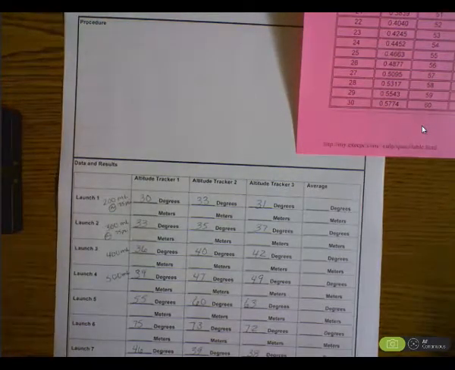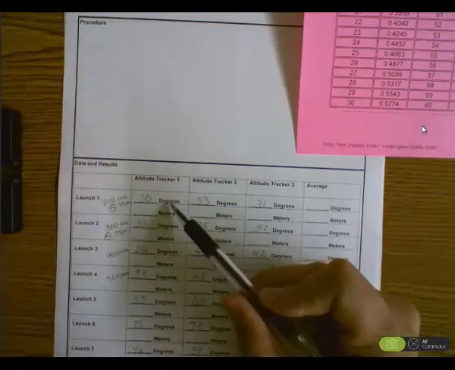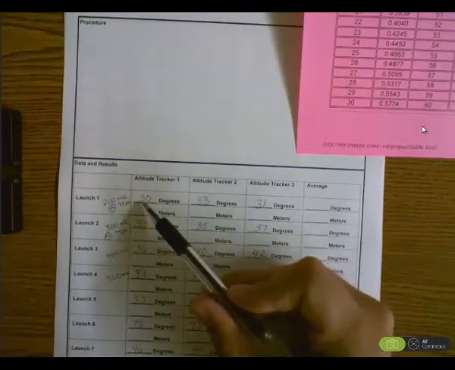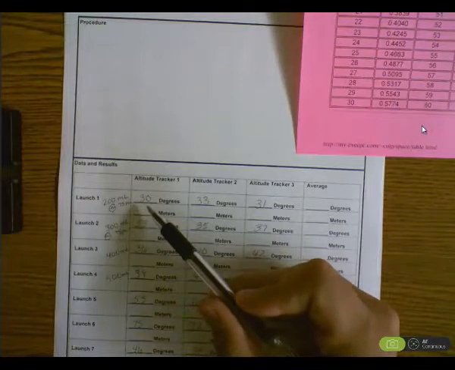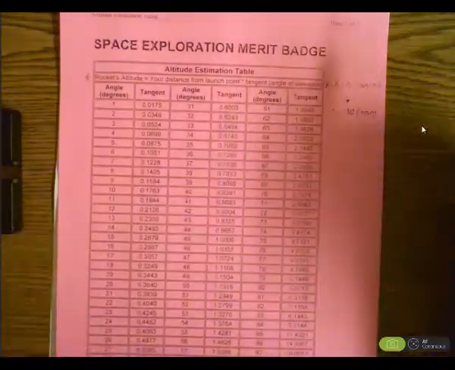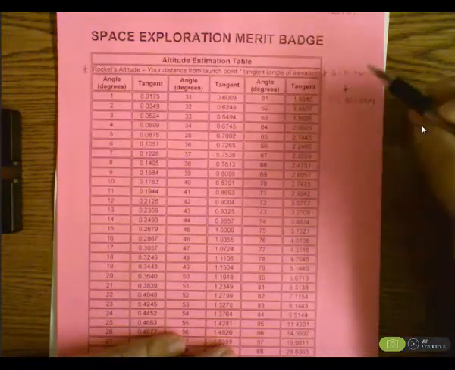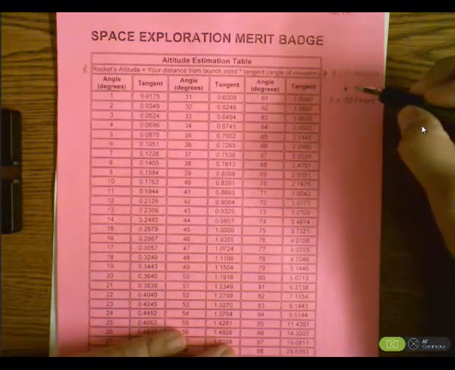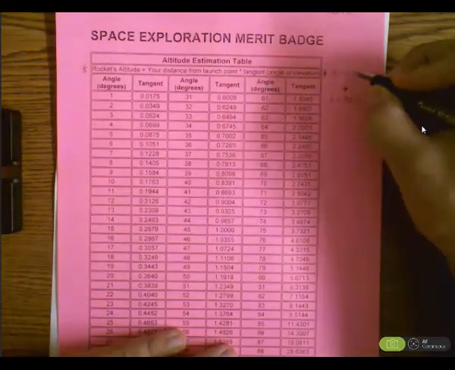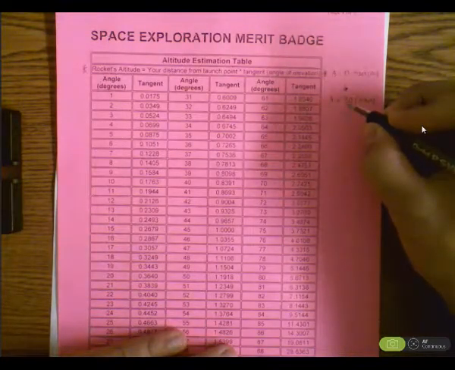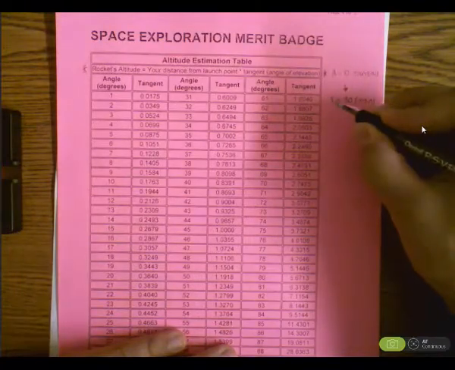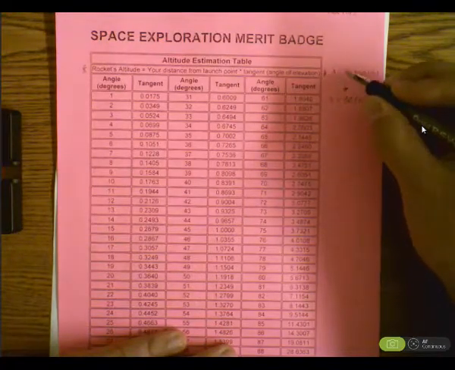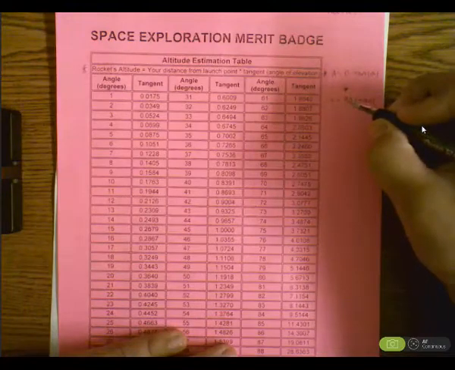Alright, so the first thing I need to do is look at my degrees for my first altitude tracker. In this case I got 30 degrees. I'm going to take that 30 degrees and find a tangent for it. Because everyone that was doing their launch was 30 meters away from the person that was altitude tracking, my D is going to equal 30. So my altitude equals 30. I replace D with 30 because 30 was the distance away from the launch pad that the altitude tracker was.